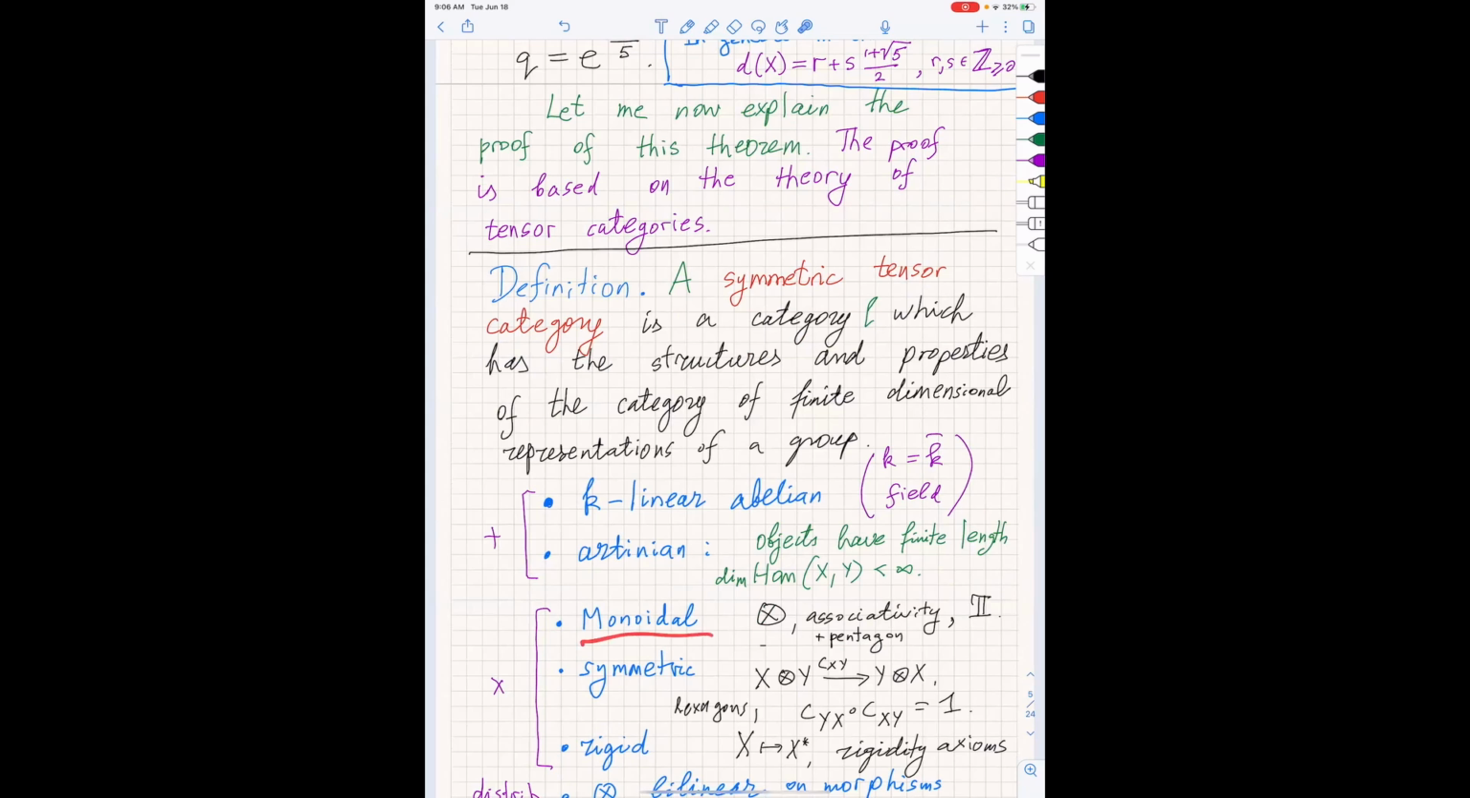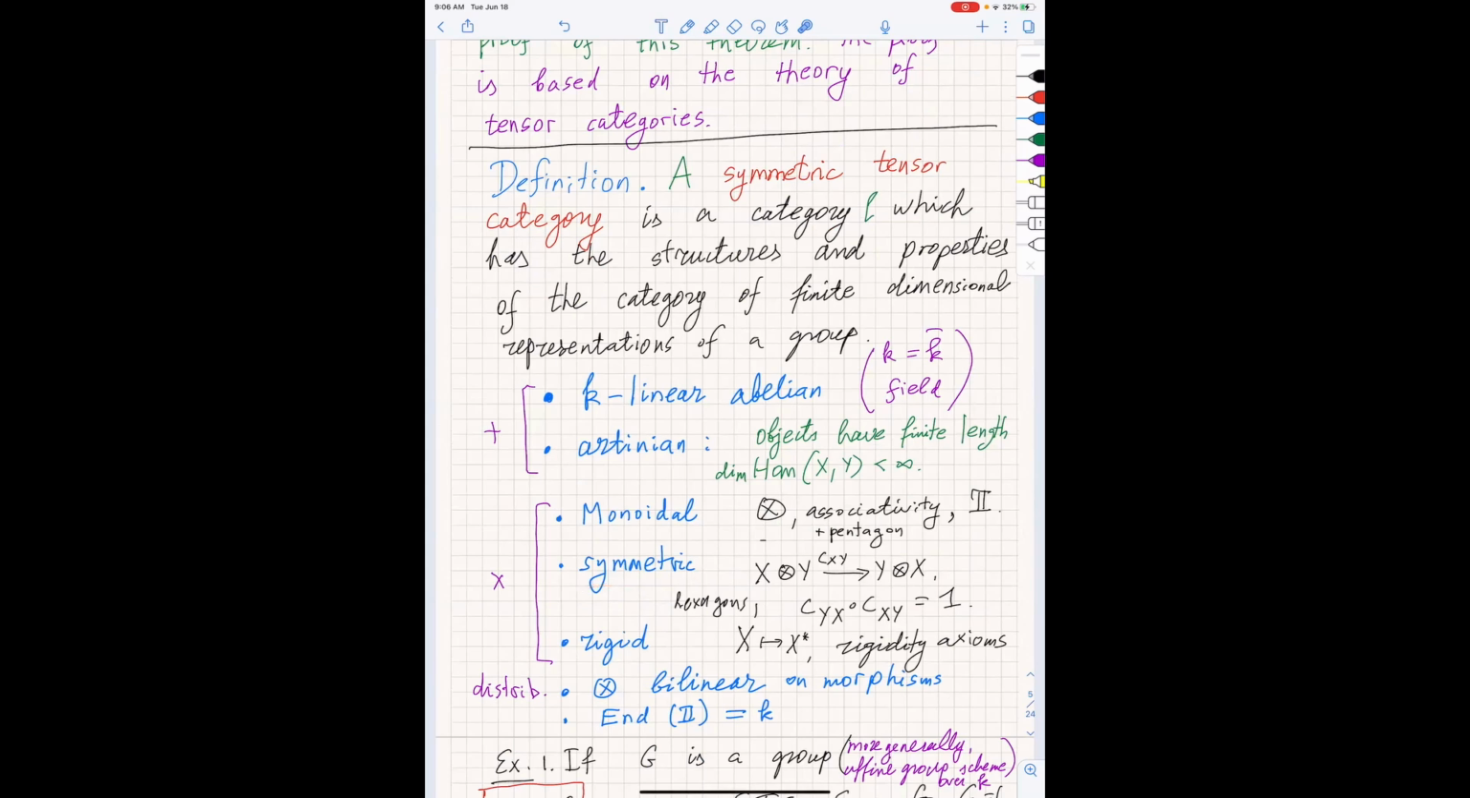Then there is a monoidal structure, which means that we have a tensor product functor, associativity isomorphism satisfying the pentagon relation, and a unit object. Then it needs to be symmetric, which means that the tensor product is symmetrical. So there is a symmetric braiding c_{X,Y}, such that if you do it twice, you get the identity, and also it should satisfy two hexagon relations, the left-handed and right-handed hexagon relations. The category should also be rigid, which means that there is a functor of taking duals, which satisfies rigidity axioms. And so these are axioms of the additive structure. This is axioms of the multiplicative structure.